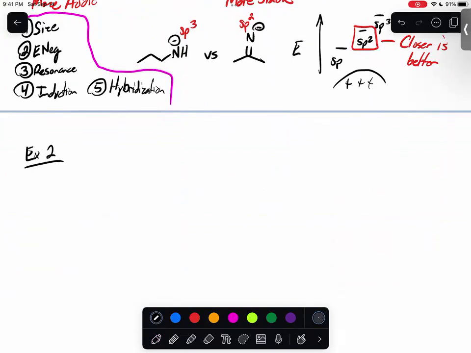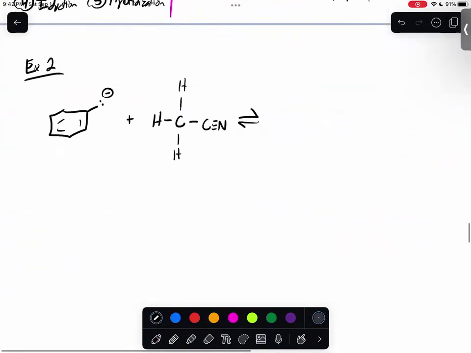So for example number 2, we're going to start with this here, and it's going to undergo a reaction with this here. All right, step 1, we have to predict what the products are going to be.